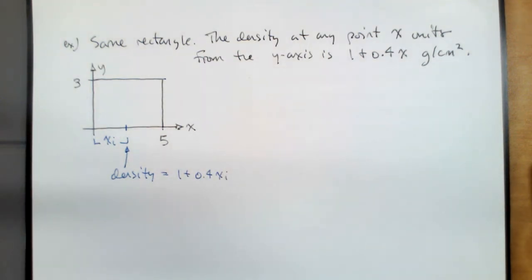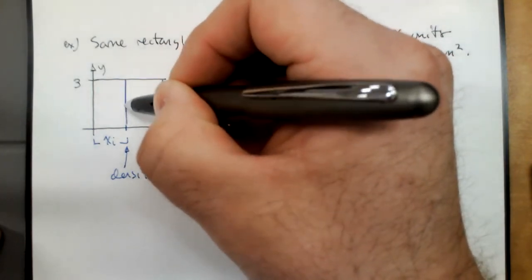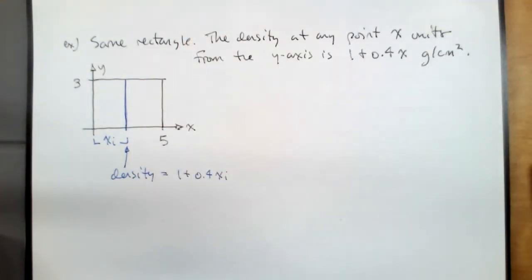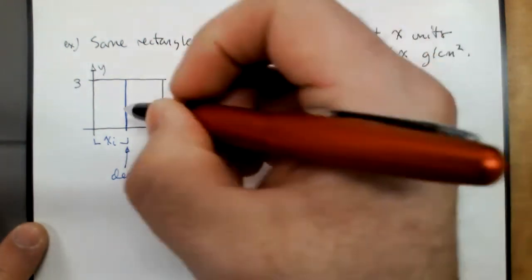And we're going to do the same thing. Now, this is the density all along that vertical piece of the rectangle. That's the density all the way up and down this rectangle. And I'm going to use that density, whatever it happens to be, 1 plus 0.4 times xi, for some small change in x.